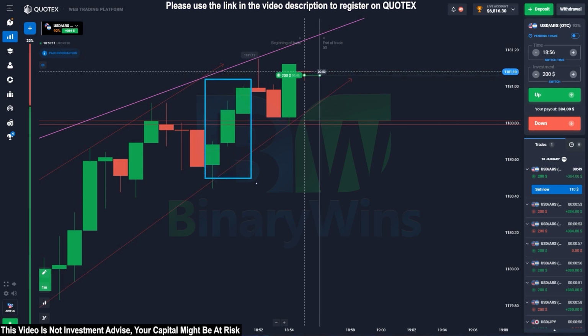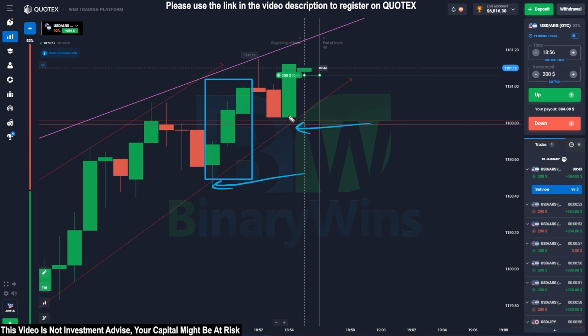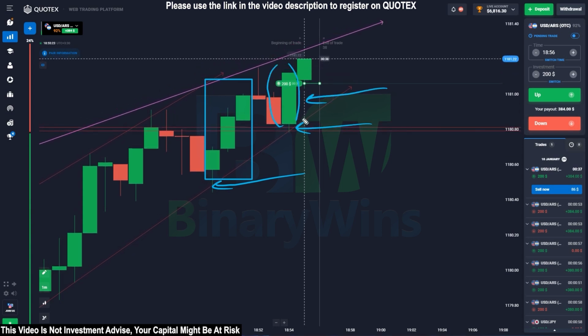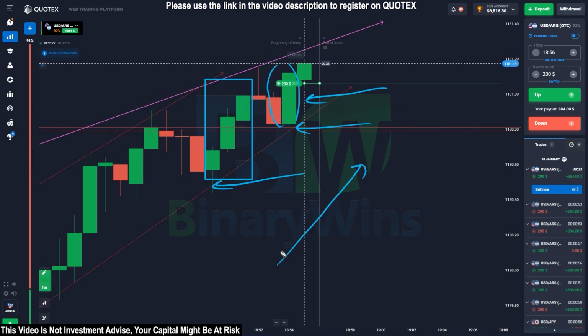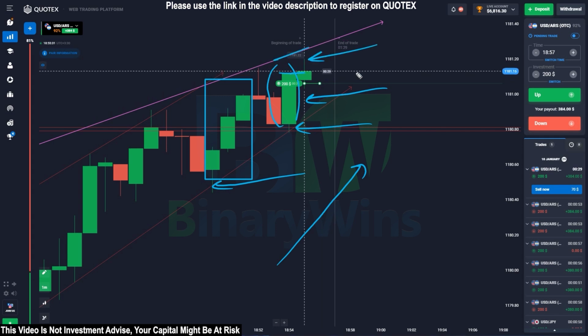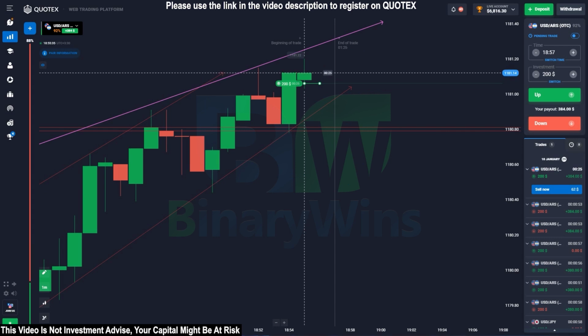Again, as in the past chart, due to the pressure of buyers from this level and the creation of an engulfing pattern in the direction of the trend, the gap to the trend line and the next level, I entered the higher trade.